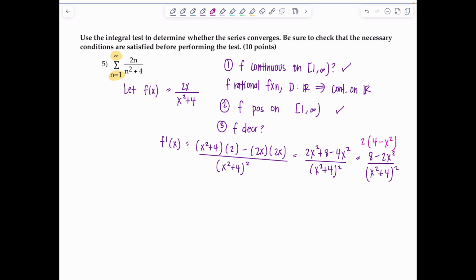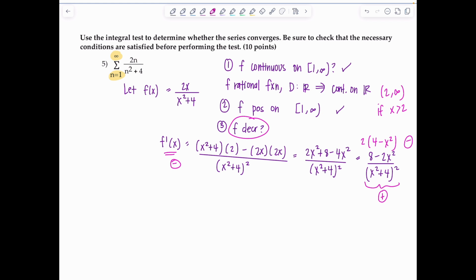And in order for f to be decreasing, I need this derivative to be negative. Well, I can see the denominator is always positive. And 4 minus x squared will be negative if x is greater than 2, or less than negative 2, but nobody cares about that part of the real number line. Remember, we're only on 1 to infinity. So f is not decreasing on 1 to infinity. It's decreasing on 2 to infinity, not including 2.